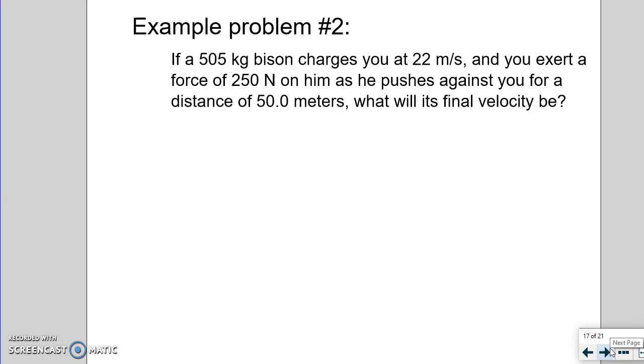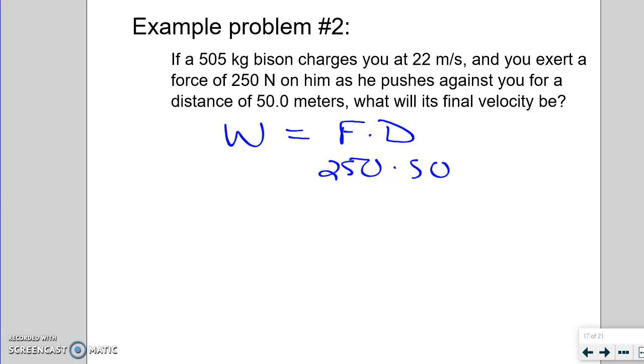So we can see that we are basically doing work on the bison, so we're going to go back to the work equals force times distance formula. Although we can see here that isn't all we've got to do, but it's going to be a start. So what are we going to do with that? Well, we have a force of 250 newtons, and we're going to exert it for 50 meters. So 250 times 50 is, of course, 12,500. So we have that much work that we're going to be doing on the bison.